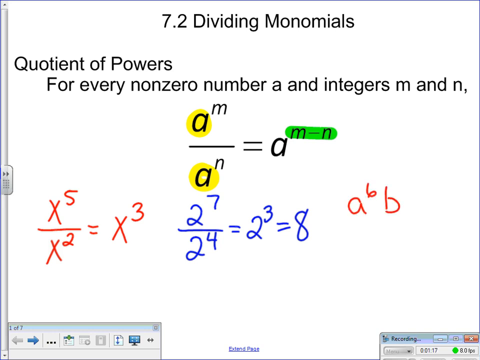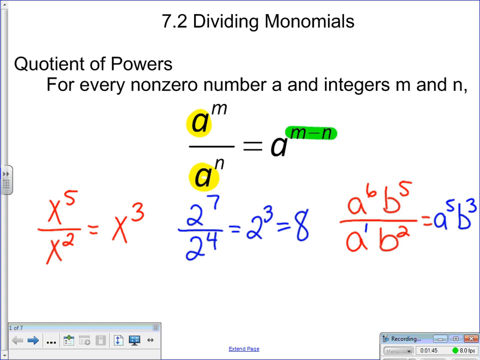Now if you have more than one variable, like a to the 6th, b to the 5th over a b squared, you simply subtract the a exponents and subtract the b exponents separately. So 6 minus 1 makes a to the 5th, and 5 minus 2 will make b to the 3rd power. So subtract the exponents when it's division.